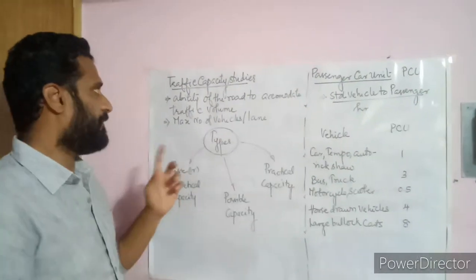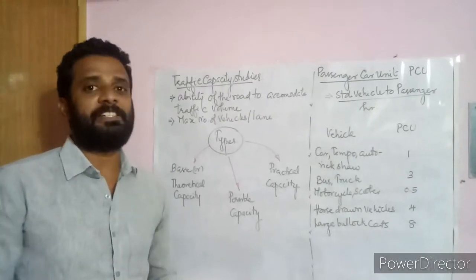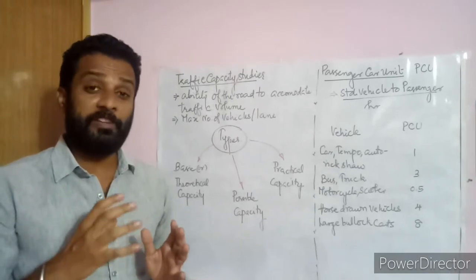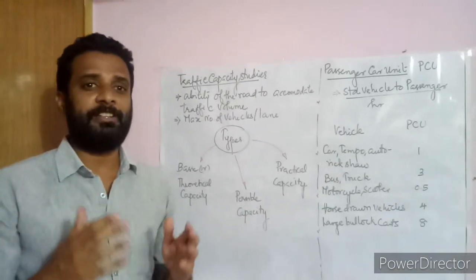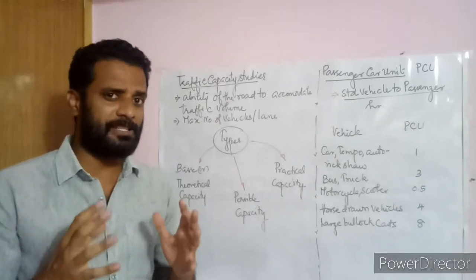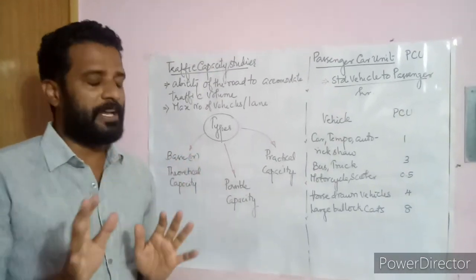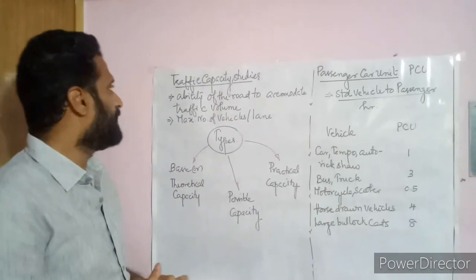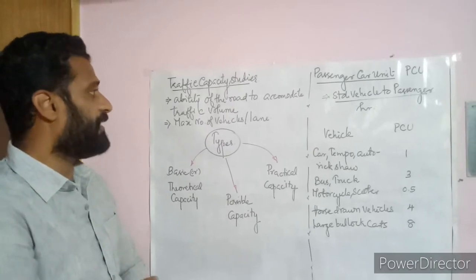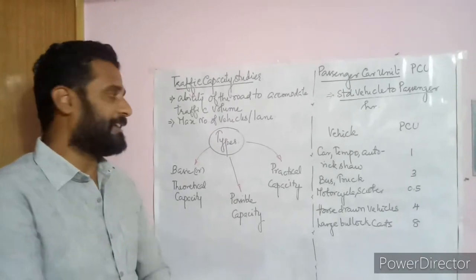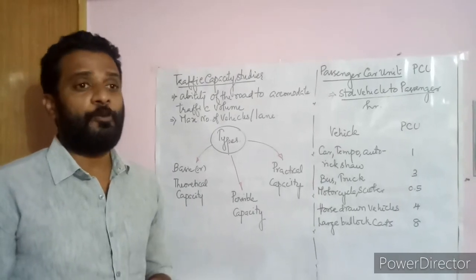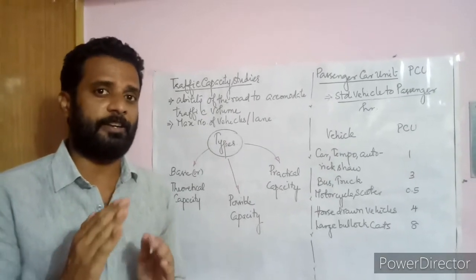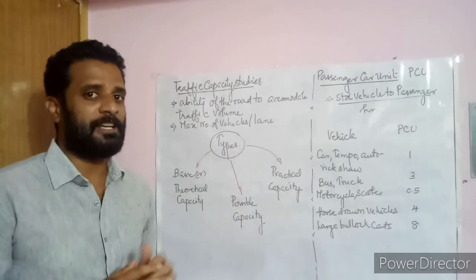So next is the traffic capacity studies. Traffic capacity is how efficiently the road accommodates heavy or lower traffic. That efficiency is generally called the main element of traffic capacity. So it is the ability of the road to accommodate the traffic volume, as I said. Traffic capacity is the maximum number of vehicles per lane. So in a single lane, what is the traffic volume and how much of the volume has been accommodated in a traffic lane. That is the basic measurement of this traffic study.